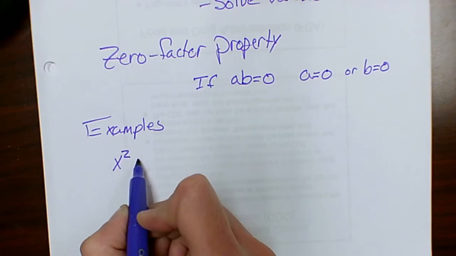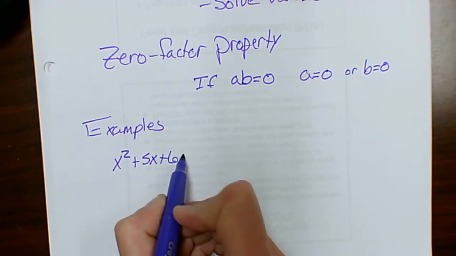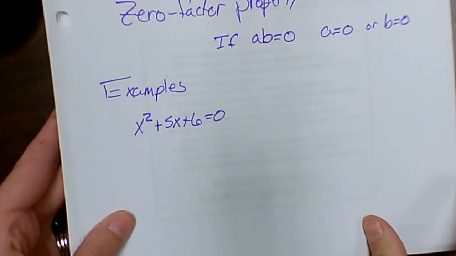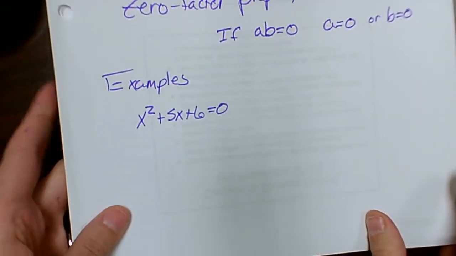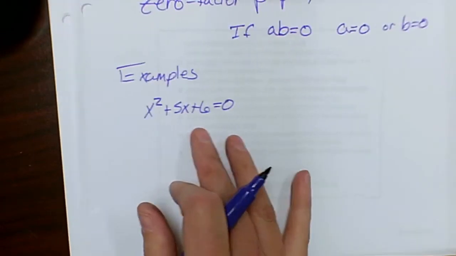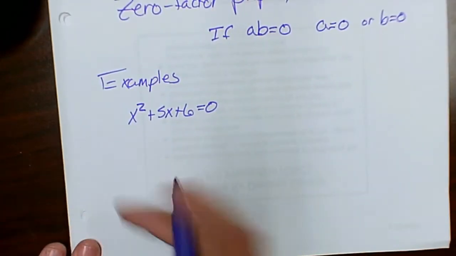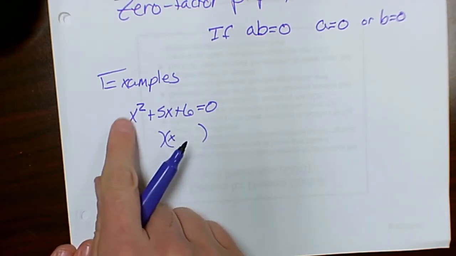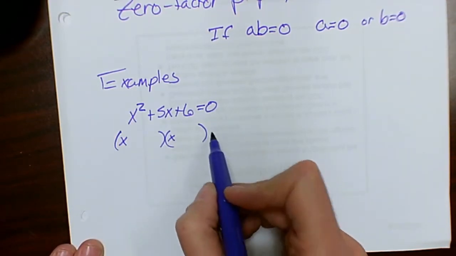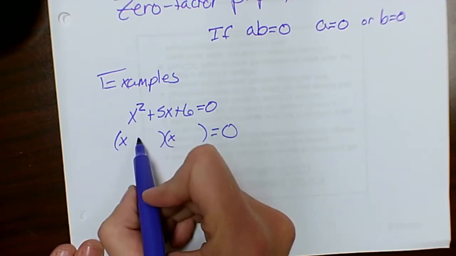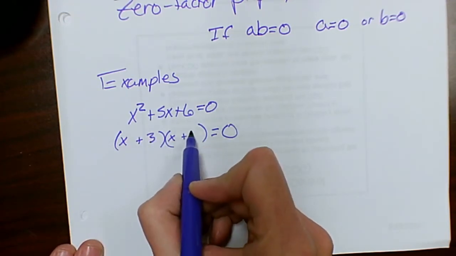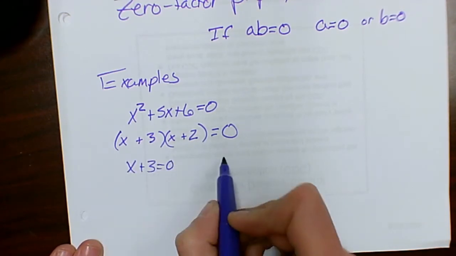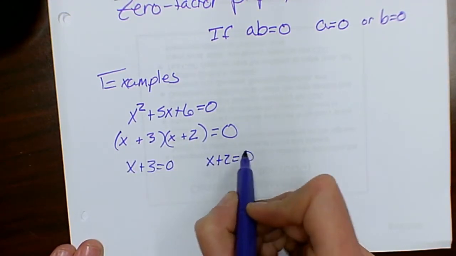If we have x squared plus 5x plus 6 equals 0, we need to factor it, and it's already in the form that we need, where all our terms are to one side. Since we have a coefficient of 1, we can get right to our factors. Factors of 6 that add to 5, that's going to be a positive 3 and a positive 2. So we'll have x plus 3 equals 0 or x plus 2 equals 0.